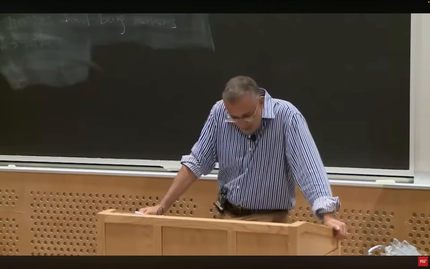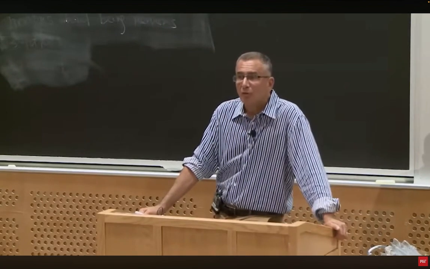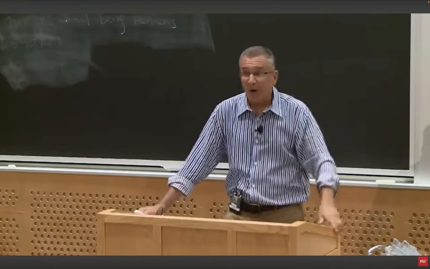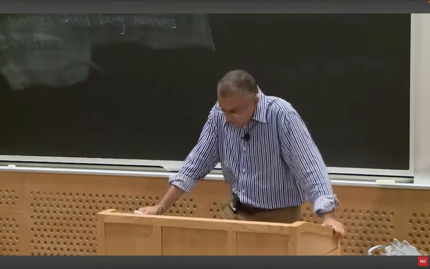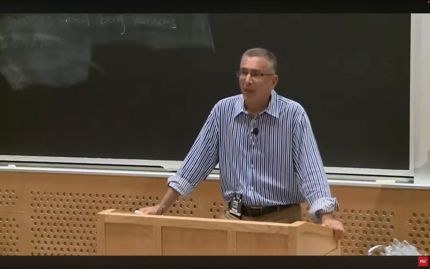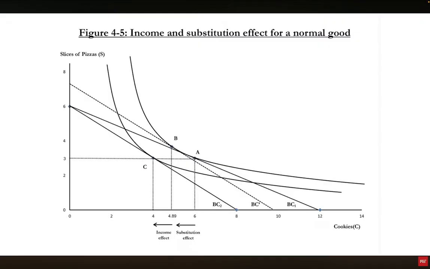Now, imagine that the price of cookies rises from $2 to $3. Well, we know what happens. We solved for that already earlier this lecture. When the price of cookies rises from $2 to $3, you move from point A to point C. You move from consuming 6 cookies and 3 slices of pizza to 4 cookies and 3 slices of pizza. Great, you already know that. Why aren't we done? We aren't done because that's composed of 2 effects, a substitution effect and an income effect.